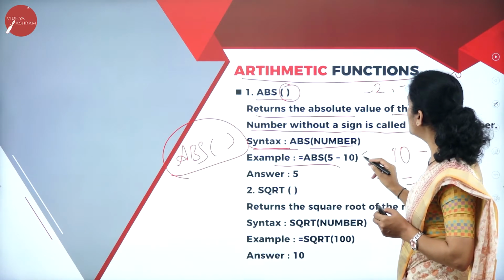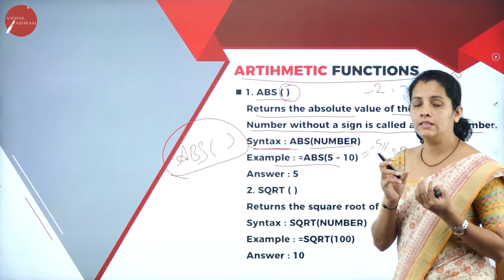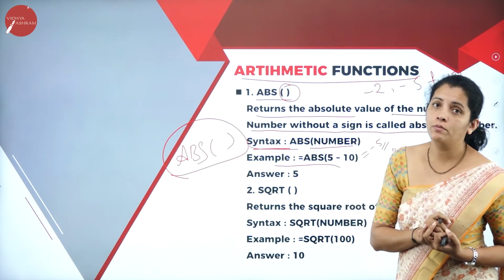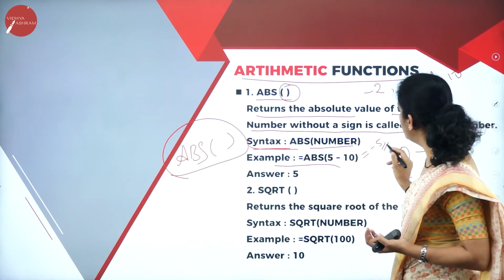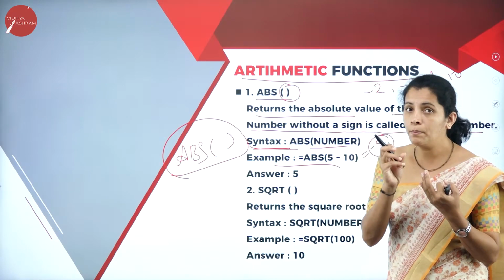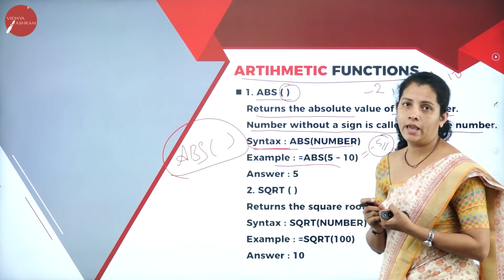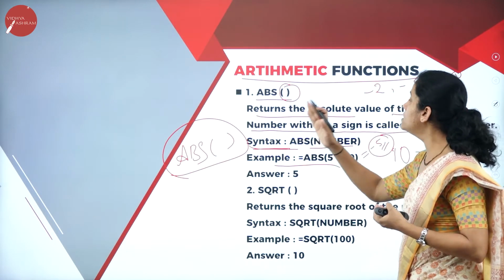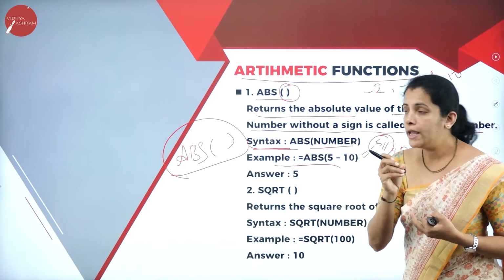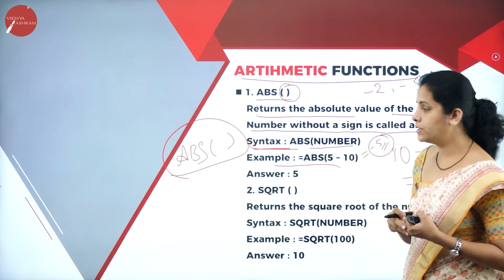So in general, what is the output? It is minus 5, but I want the whole number. That is, I don't want to display the sign. Now I want to display only the number, that is 5, and that can be achieved with the help of ABS. That means numbers without a sign can be displayed with the help of the ABS function. That is nothing but the absolute function.